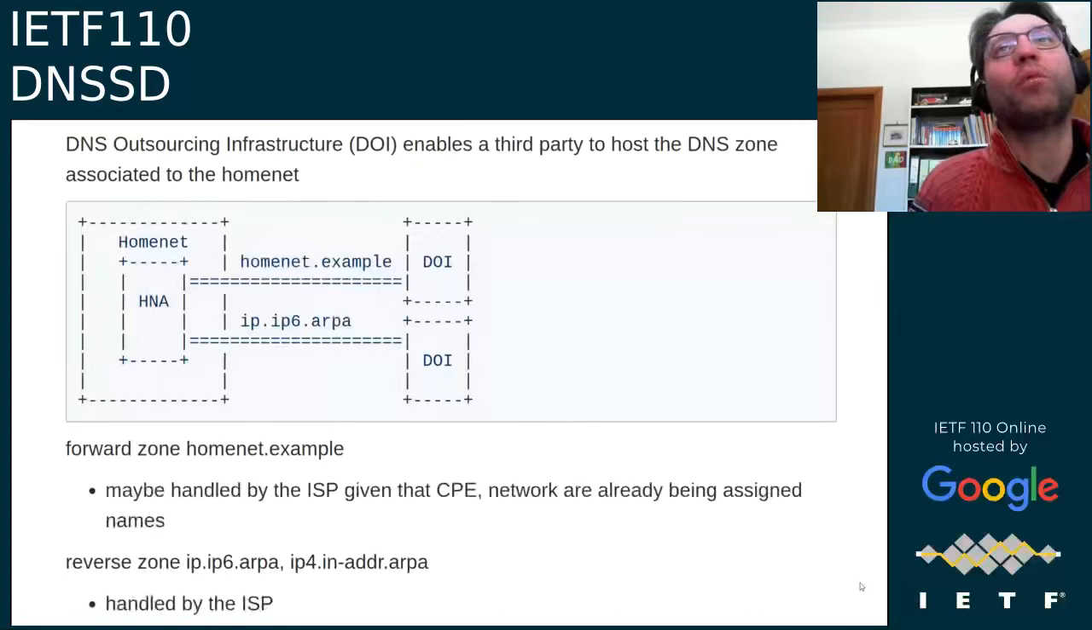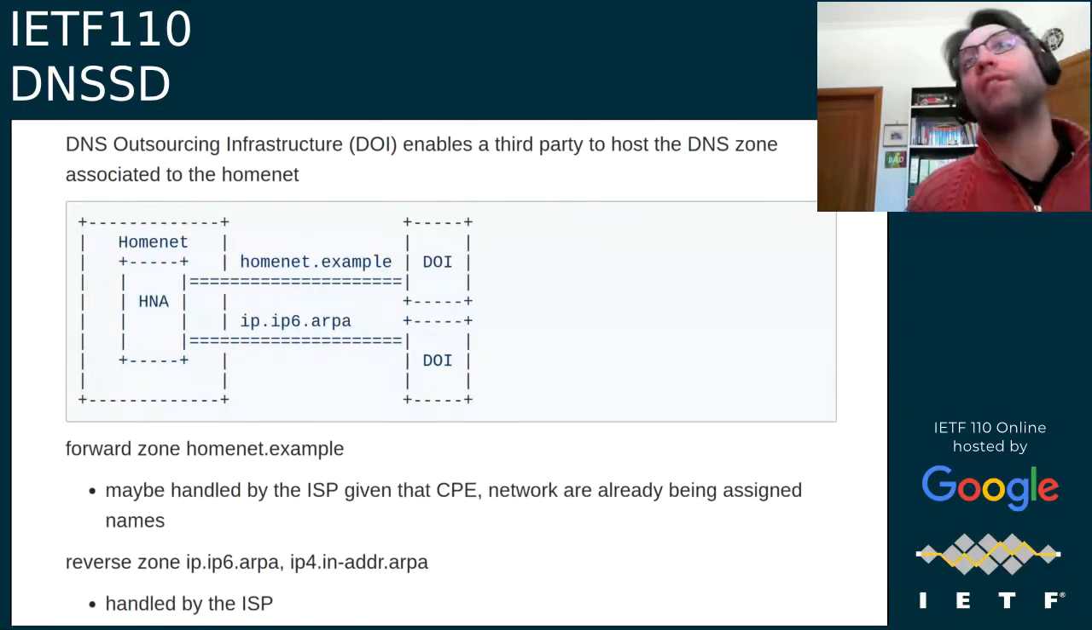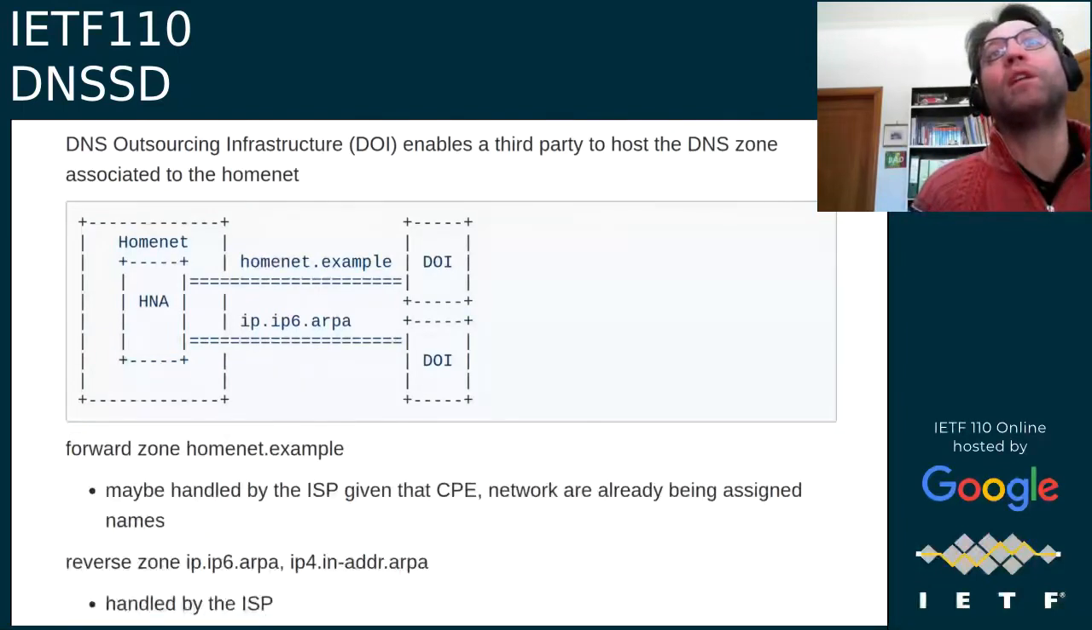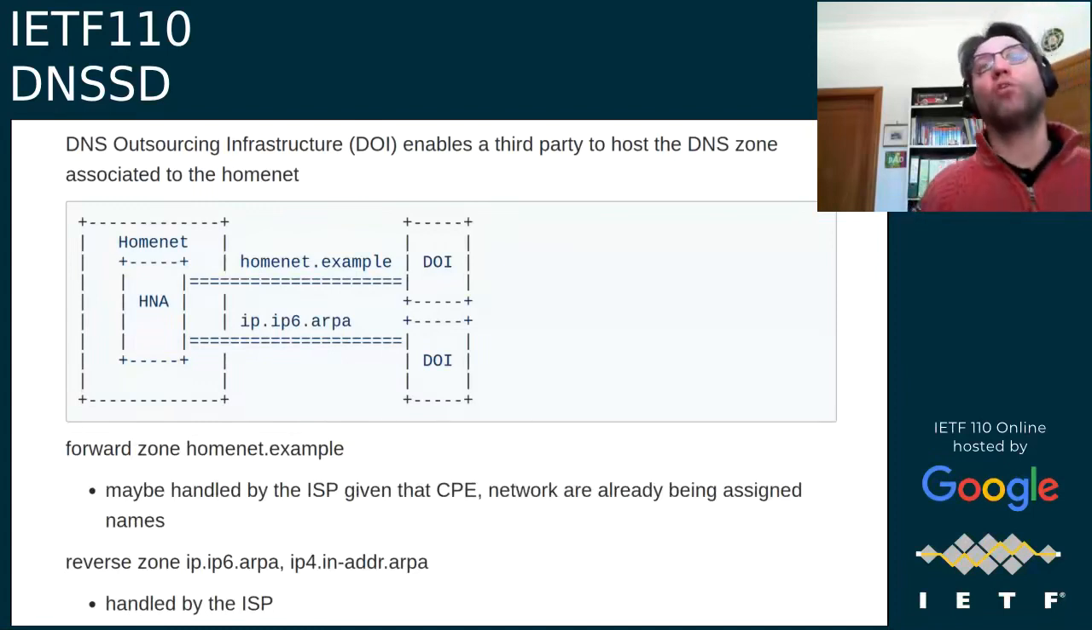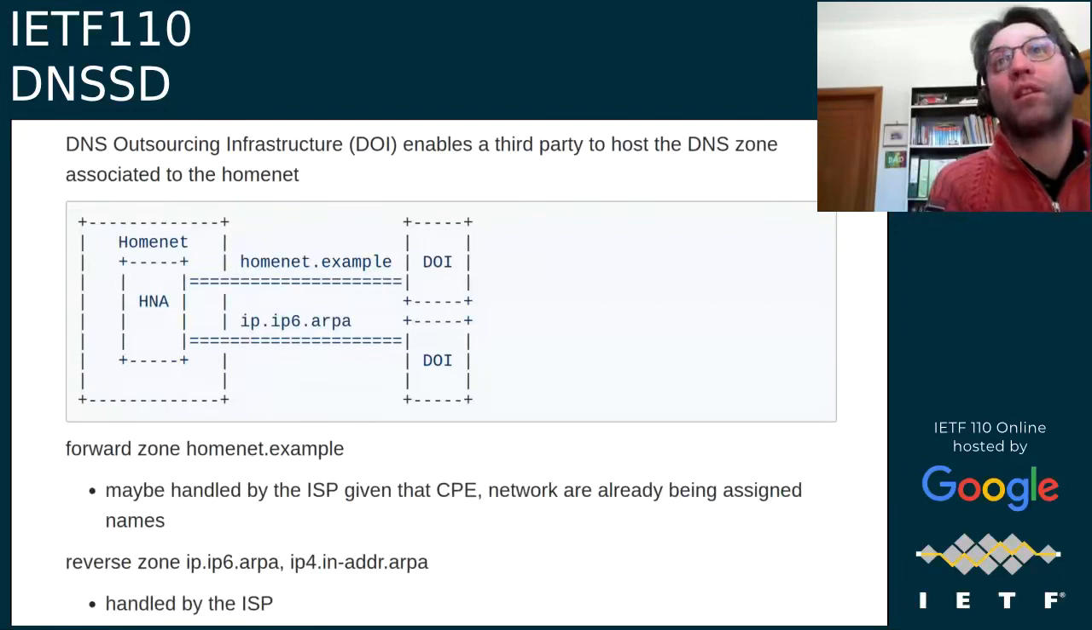So just a quick reminder about what we're doing. We're basically defining how a HomeNet can outsource the DNS service to another infrastructure. We designate this infrastructure the DNS outsourcing infrastructure. The entity within the HomeNet that is orchestrating this outsourcing is called the Home Naming Authority, designated HNA. In a HomeNet, there are basically 2 kinds of zones: the forward zone, which here I represented with HomeNet.example, and the reverse zone, which is here IP.IPv6.arpa.